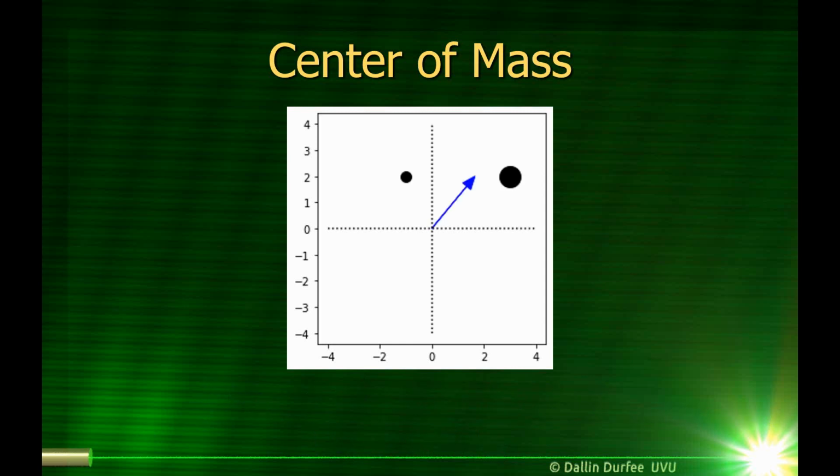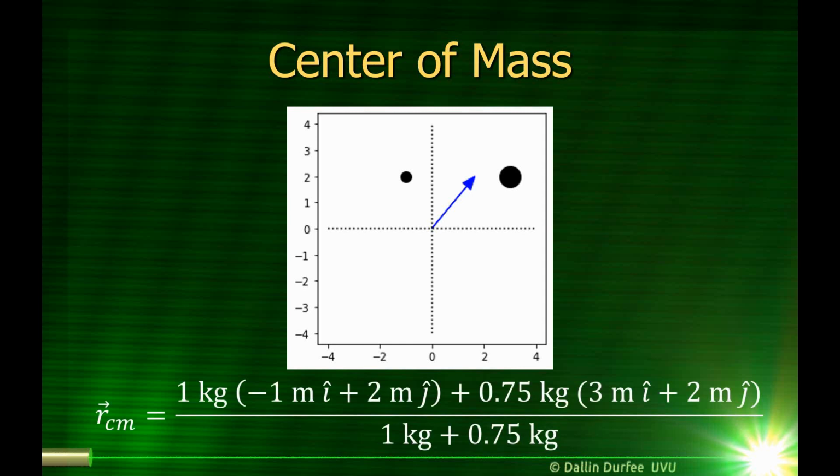Well, what if our masses have x and y components? Once again, the center of mass will still just be somewhere between them. It's the mass-weighted average position. So the location of the center of mass is going to be the mass of the first particle times its location, which is -1 meter in the x direction plus 2 meters in the y direction. And then we add that to the mass of the second particle times its location, which is 3 meters in the x direction plus 2 meters in the y direction. Divide that by the sum of the masses, and we get the location of the center of mass.